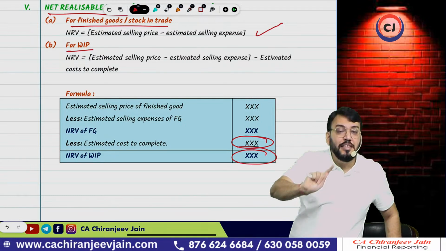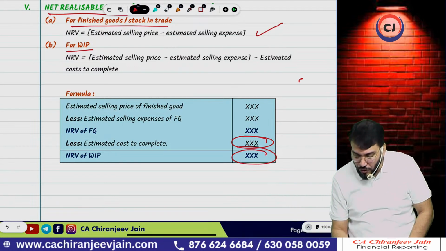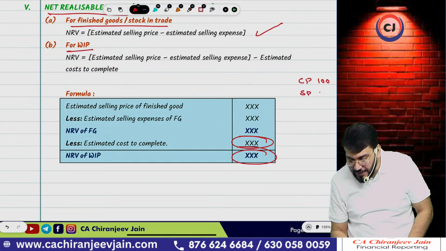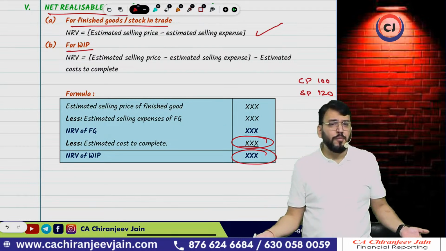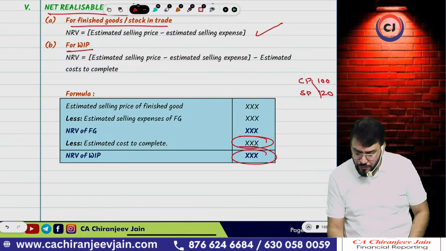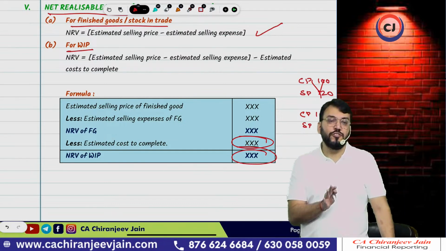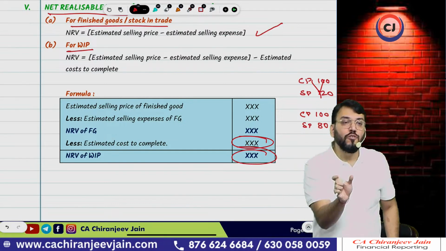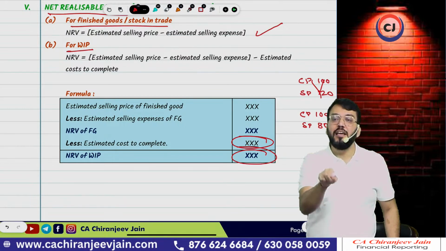If NRV is less than what? Cost price. Correct? Suppose the cost price is 100 and the expected sale price is 120, then there is an expected profit, and as per conservatism we will not recognize that profit, therefore ignore. But when I am saying cost price 100 and expected sale price 80, so what is the expected loss? So that 20 is written down from the cost price of inventory and charged to P&L as an expense.